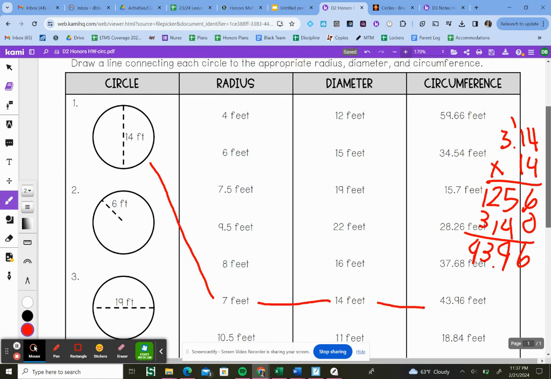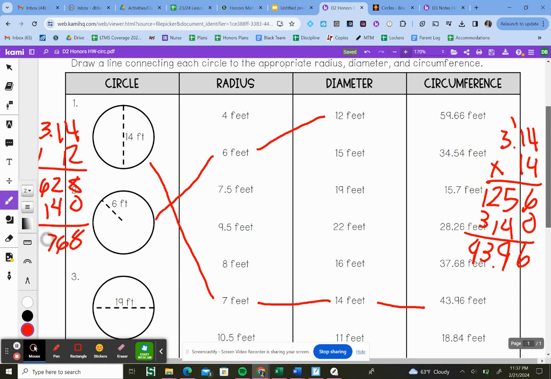All right, next one, I see that the radius is 6, that's halfway across. That means the diameter is 12. And that means I am going to do, I don't really know where to do it, I'll go over here, 3.14 times 12. It's kind of cutting off my 3, but I got 37.68. So that is down here.